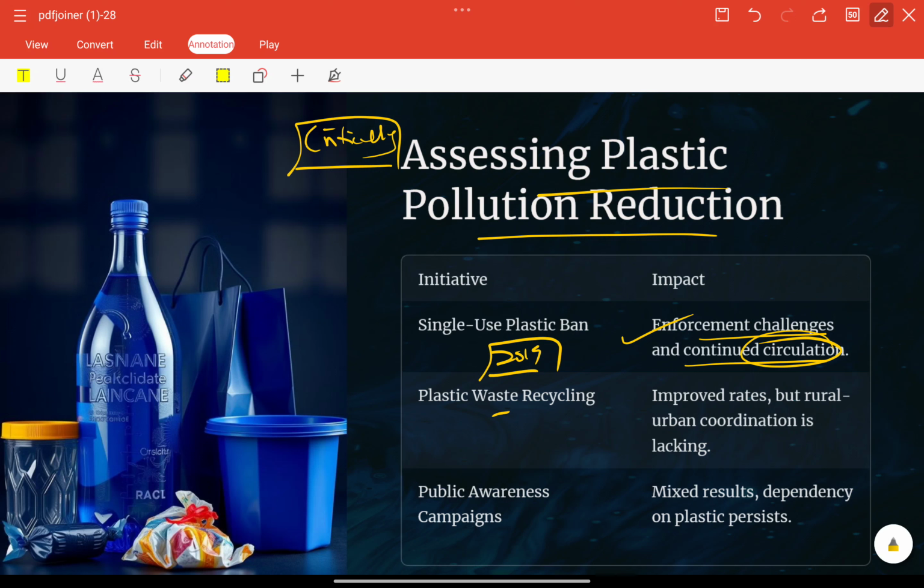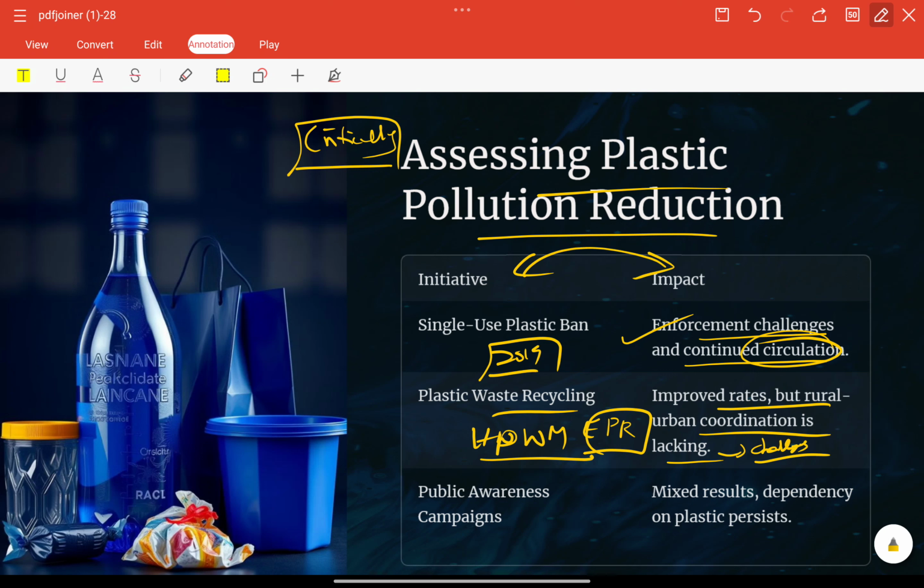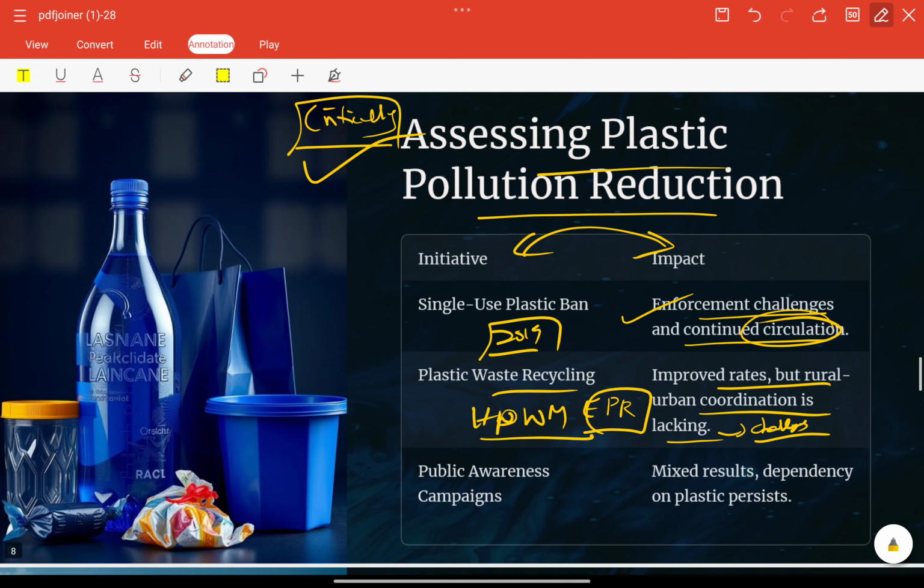Next, plastic waste recycling is also very important here. Hyderabad plastic waste management rules are there, right? The 2021 rules mandated extended producer responsibility, resulting in improved recycling rates also, right? That is also very important, improved rates. But rural-urban coordination is lacking, which we can tell as a challenge, right? We are connecting both positives and negatives here because we are critically assessing our particular keywords, right?